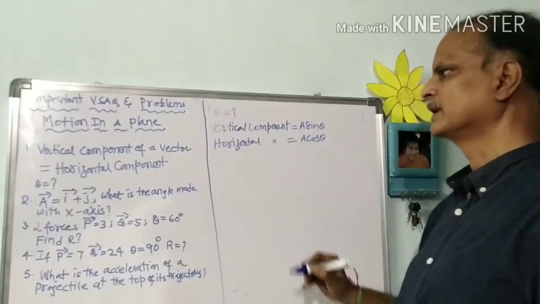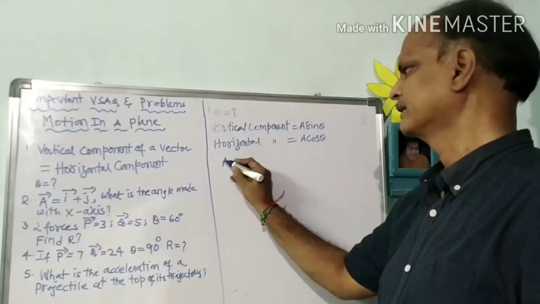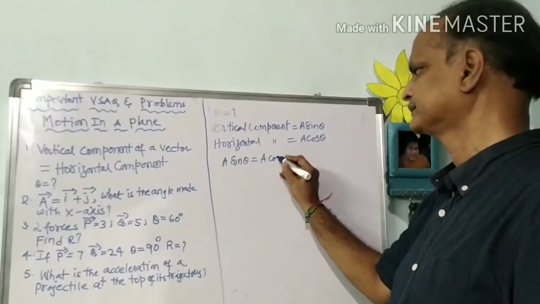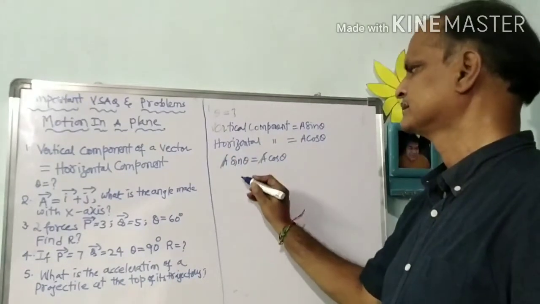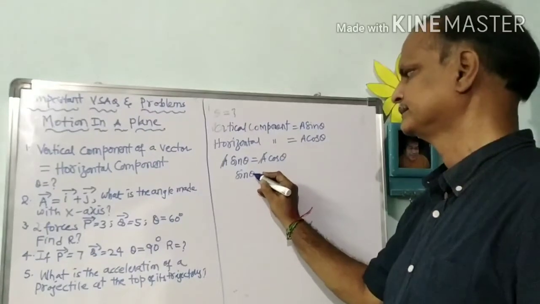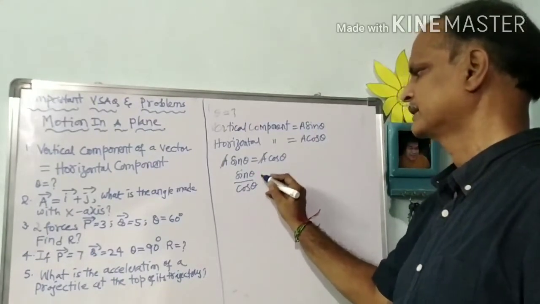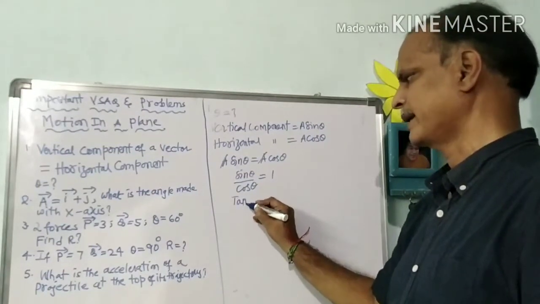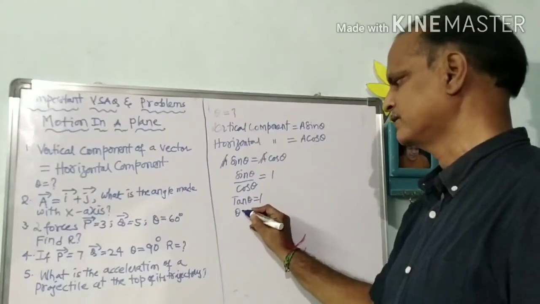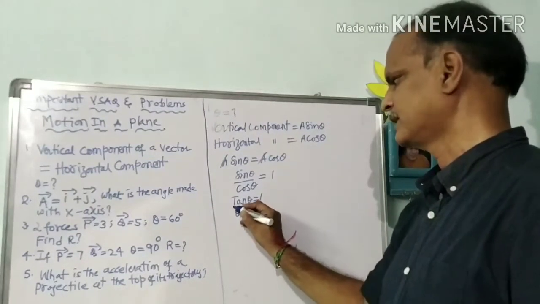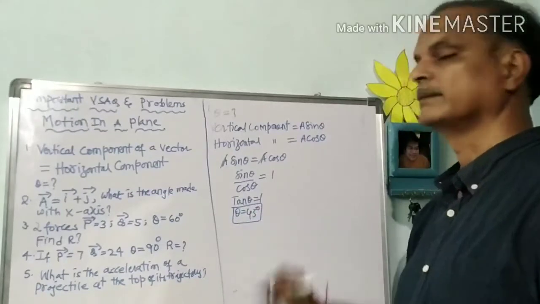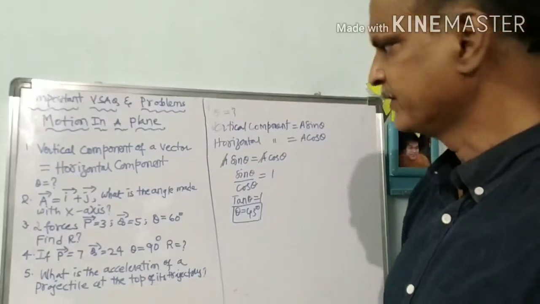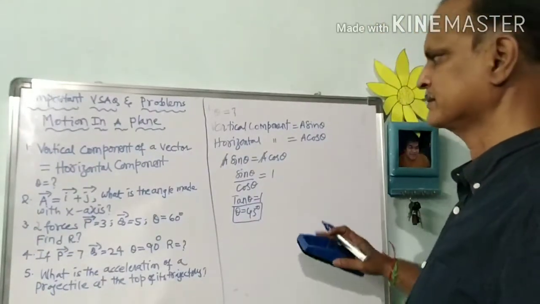So here these two are equal, that is, a sine theta is equal to a cos theta. Cancel a. So sine theta by cos theta, which is tan theta, is equal to 1. So tan theta is equal to 1, and theta is equal to 45 degrees. So the answer is 45 degrees. Now this is the answer for the first question.